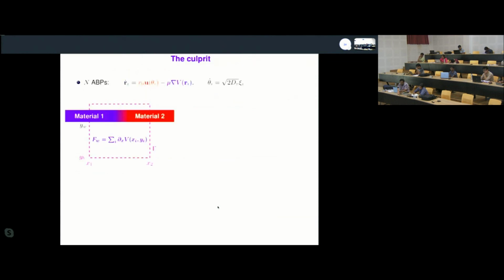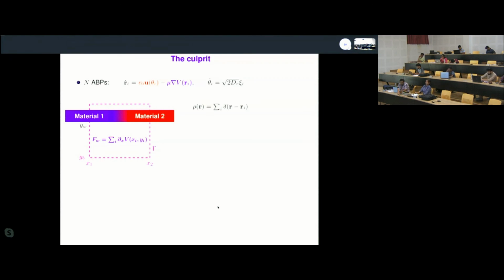So who's the culprit? Who's breaking down our equation of state? Look at the dynamics of your system. It's super simple, right? You have the velocity, which is given by the self-propulsion speed plus the external force. Not much is happening. And I want to compute the force along the x direction exerted in this blue box, which I've drawn here.